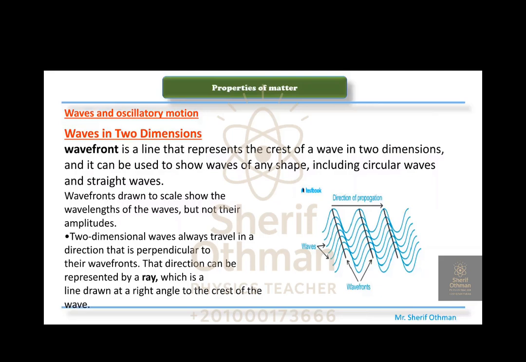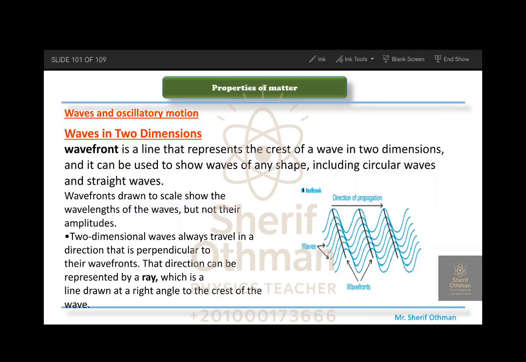Waves in two dimensions. What is the meaning of wavefront, guys? Wavefront is this line, guys. Here is the wavefront. It's the line that represents the crest of a wave in two dimensions. How come two dimensions? We have a vertical one, which represents crest and trough, and a group of waves. The wave has something like thickness, so a group of waves beside each other. So we have two dimensions.